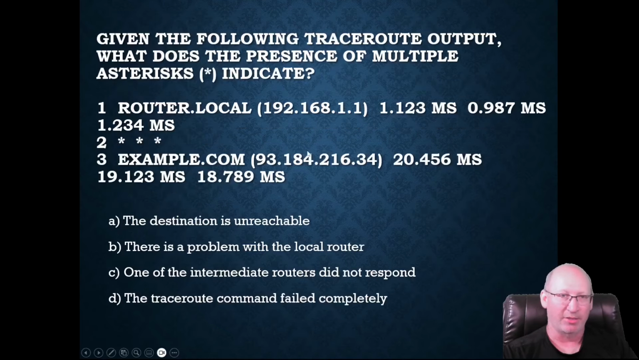All right, let's tackle the next one. Given the following traceroute output, what does the presence of multiple asterisks indicate? I feel like I already gave this answer away in our discussion, but that's okay. I'll give you a second to read through it. Maybe you forgot. Maybe you weren't paying attention. What do you think?